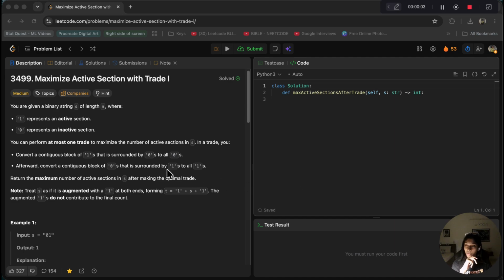So today we're going to look at 3499, maximize active section with trade 1. Okay, so let's look at the problem. This was yesterday's daily problem. I didn't get time to make a video yesterday, so I'm doing it today.